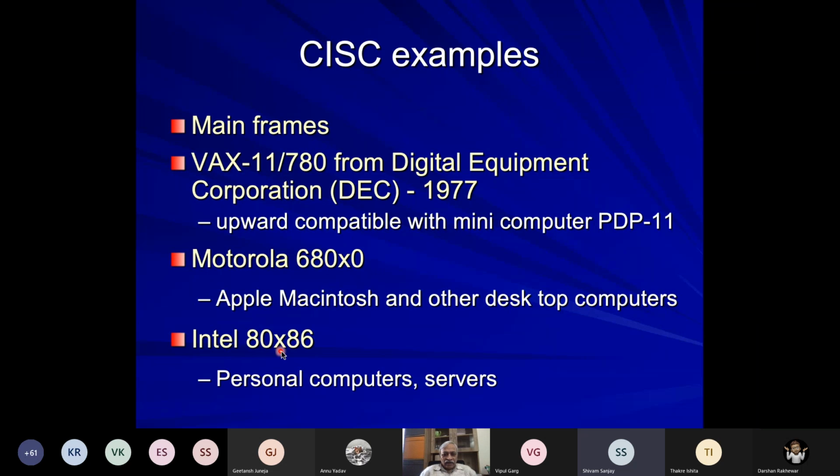Intel 80x86. Again, this stands for 80186, 286, 386, 486, and so on. And now we just call it, in short, x86 architecture. So this has been extensively used in personal computers as well as servers.